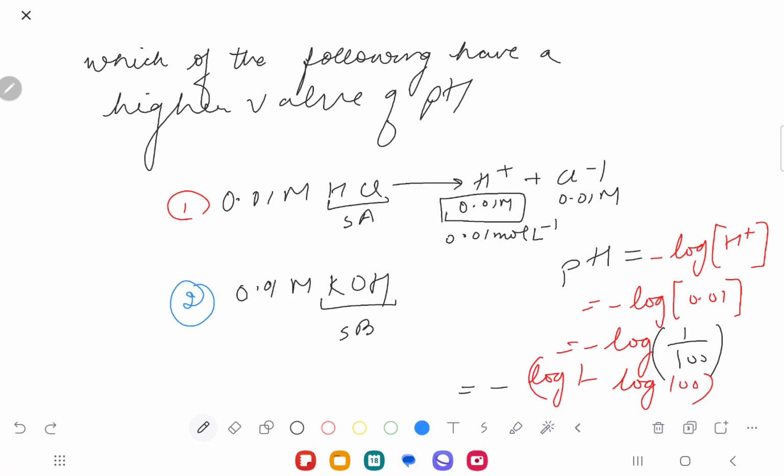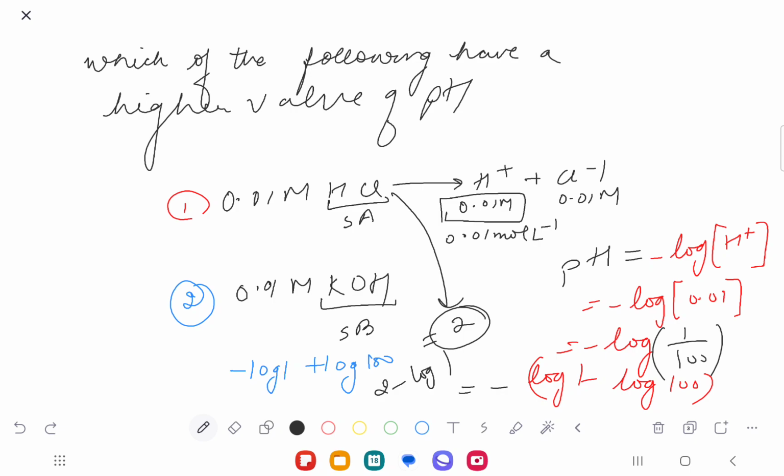Do you understand my point? Yeah. And thereby it is going to do what? It is going to become minus log 1 plus log 100. Log 100 basically means what? Log 100 means 2. So it is going to become 2 minus log 1. So 2 minus log 1 shall become 2. So the pH of HCl comes out to be 2. Understood or not? Yes. Understood. Right? So this is the concept.